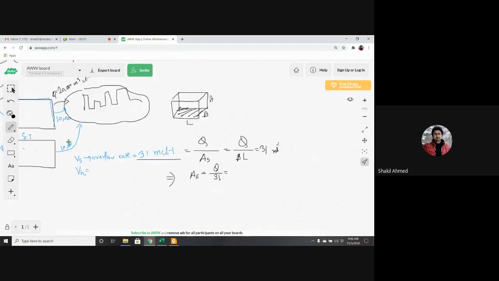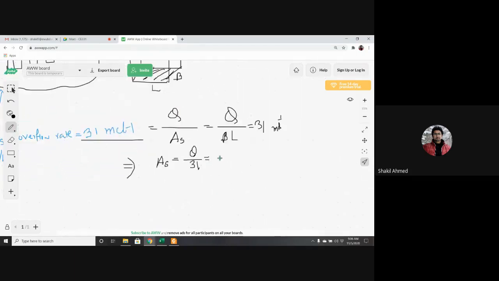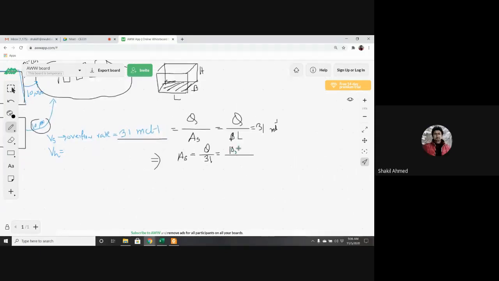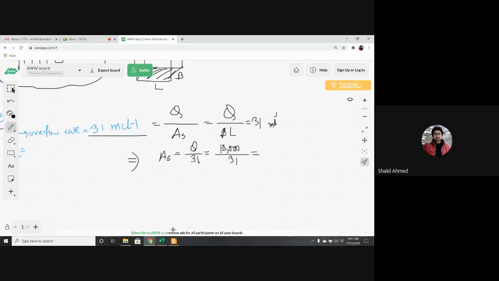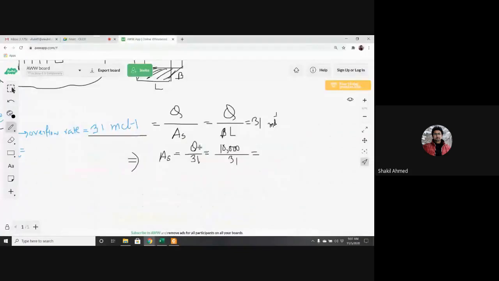What is Q, guys? Q is 10,000. We are doing it for one tank, right? So, I mean, we have two tanks, but we are solving it for one tank. So Q is 10,000. Right, can you please tell me the value? Q, by the way, has the unit of meter cube per day.